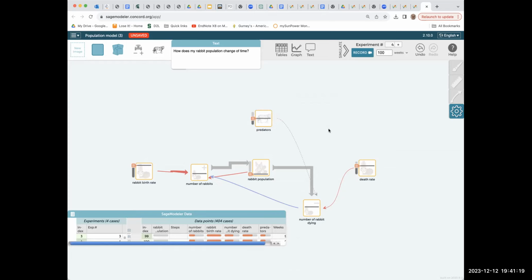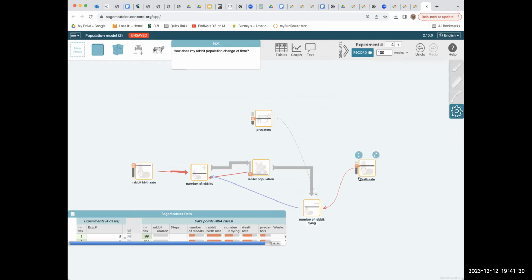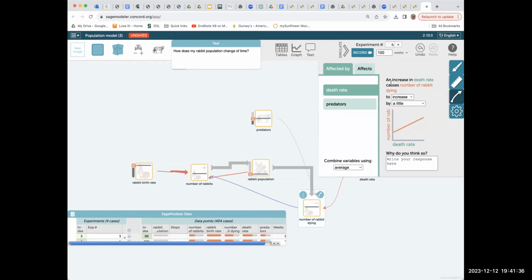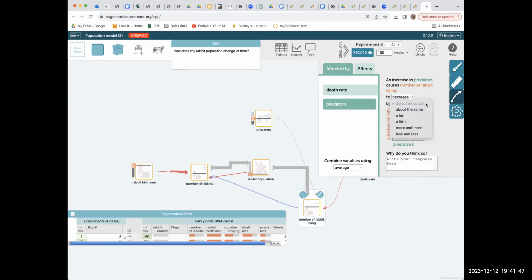So there's my predators, and I have to set that relationship. I have to go to my relationship window, and it says an increase, I want to go predators. An increase in predators causes the number of rabbits dying to, and I'm going to select decrease.